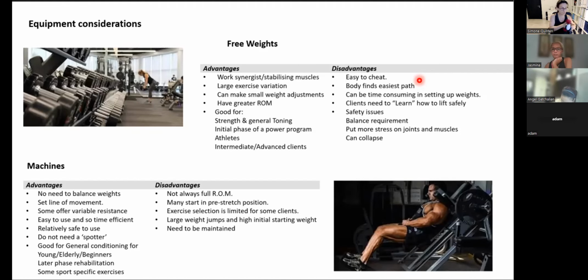Whereas you can't really do that when you have machines, yeah? Machines are usually connected with cables or they are guided. It depends on what machines you have. So that is the disadvantage of free weights, okay? Because your body finds the easiest path. So when it is painful, your body will take the path which is easiest to perform the exercise. We are human, we don't want pain, yeah, okay?